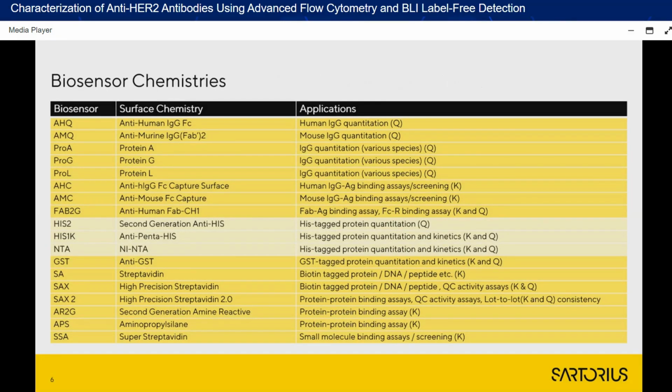And this is just a list of some of the off-the-shelf biosensors that are available for the Octet. So each has a different molecule immobilized on its 2D binding surface, which means that it can be used for different applications. So for example, if you wanted to quantitate IgG, you could use either the protein A, protein G, or protein L biosensors. Or if you wanted to measure the kinetics of antibody binding, as I'm going to show some examples of later in this webinar, you could use the anti-IgG Fc capture biosensors or the AHC biosensors.